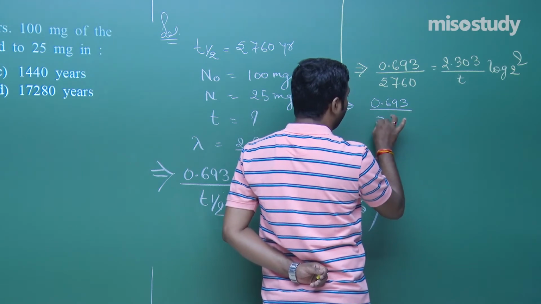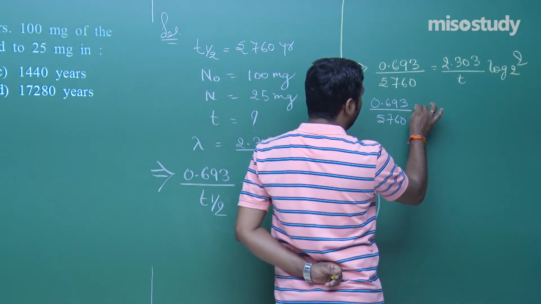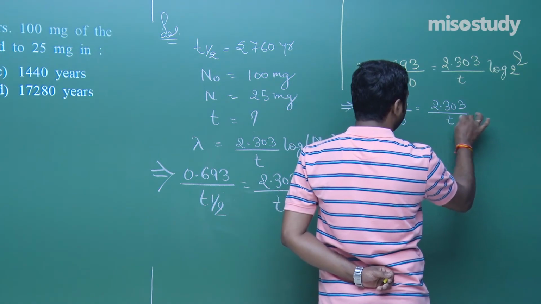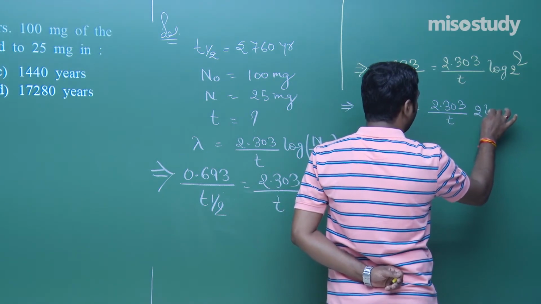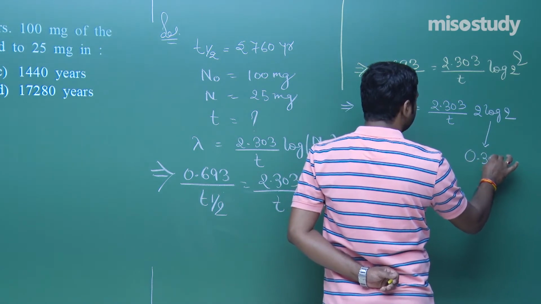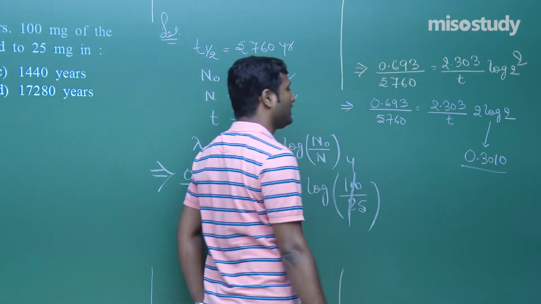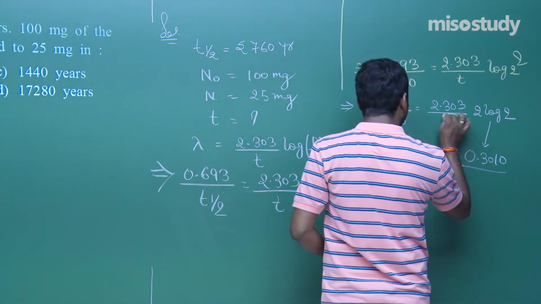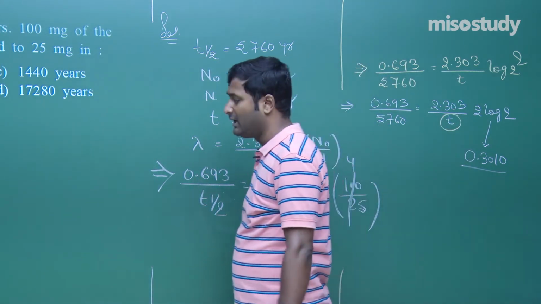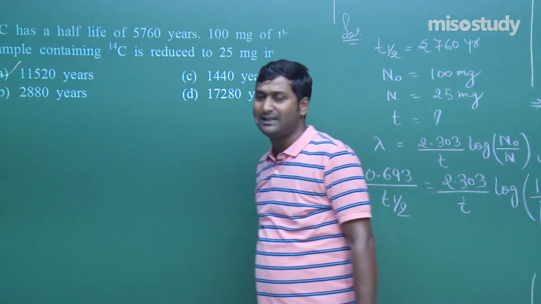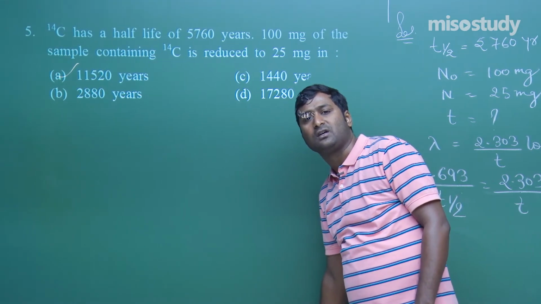0.693 upon 5760 is equal to 2.303 upon T into 2 log 2. Put the value of log 2, that is 0.3010. I think now you can easily solve this calculation. You get the value of T, which is 11520 years. That is A, the correct option, my friend.